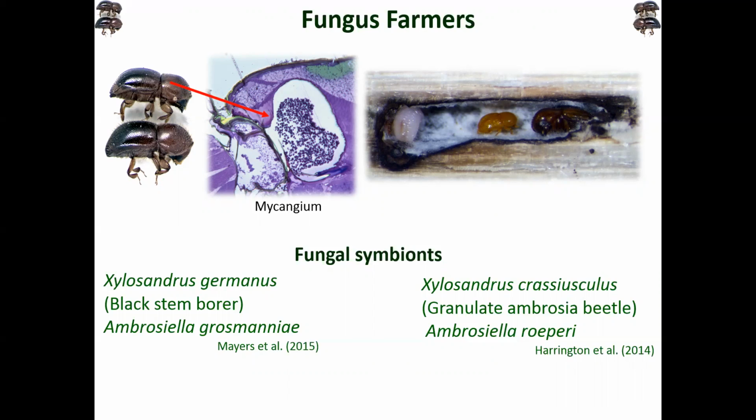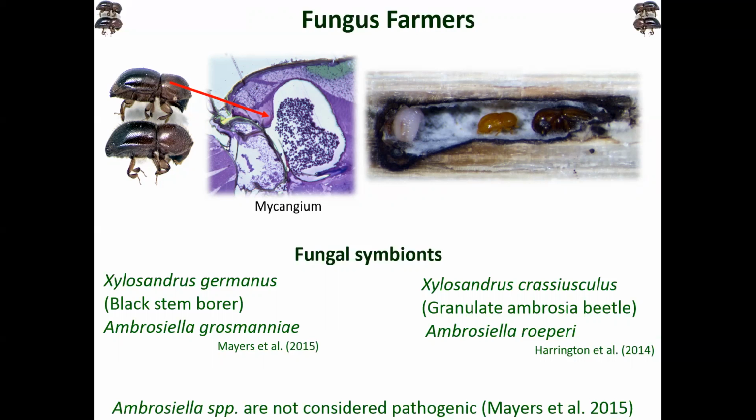Now, it's important to note that the females do not begin laying eggs until the fungal symbiont is actually growing in the galleries. So we feel that that's an important weak point in their biology that we're hoping to exploit for management purposes. But in terms of the fungal symbionts, Ambrosiella grossmaniae is the fungal symbiont for Xylosandrus germanus, and Ambrosiella roperi is the fungal symbiont for Xylosandrus crassiusculus.